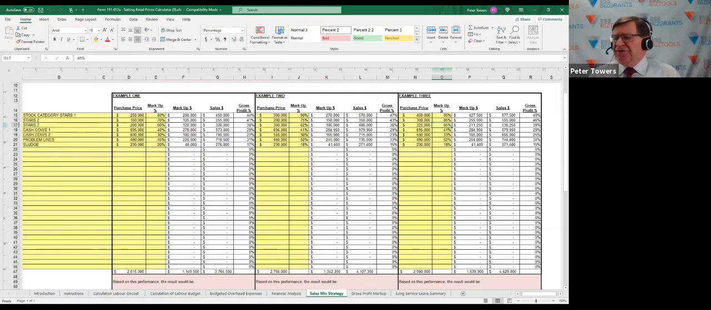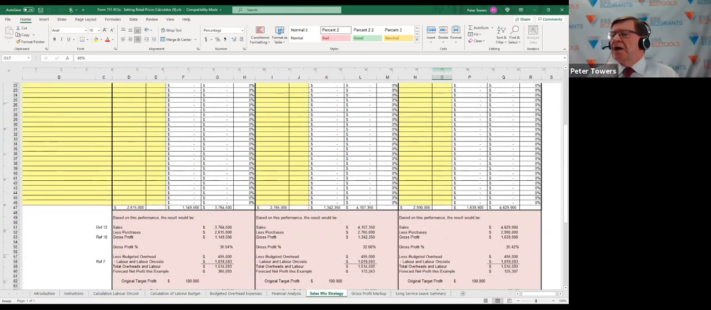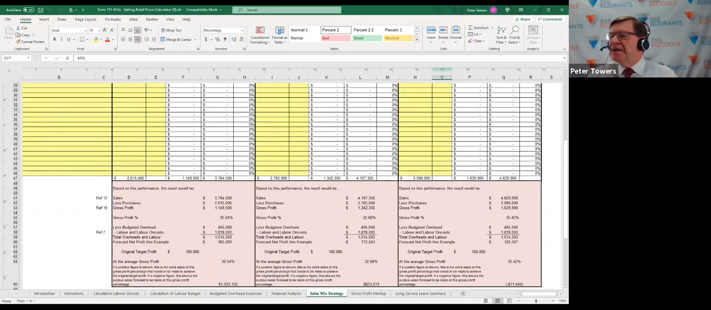Now, what's that going to give us? Well, our turnover is now 4.6 million. Our cost of goods sold are 2.99. Our gross margin is 1,638,000. That's an overall 35.4%. Our overheads are still 1.5 million.